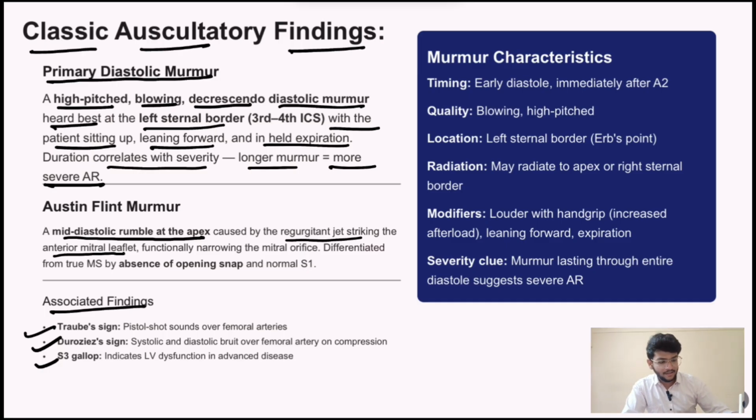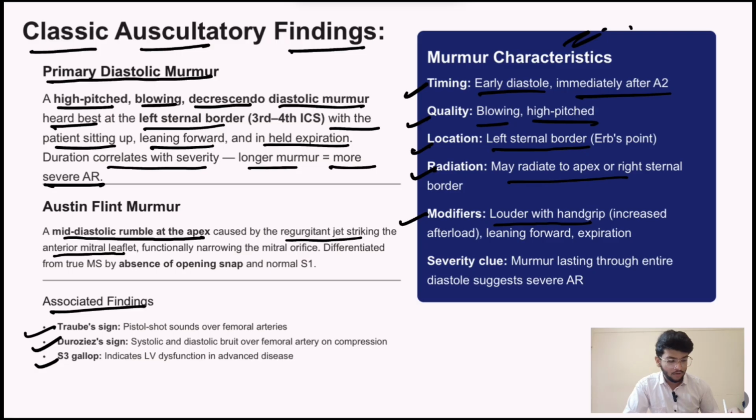The murmur characteristics: the timing is early diastole, immediately after A2. Quality, it is a blowing and high-pitched type of murmur. Location at the left sternal border. Radiation, it may radiate to the apex or the right sternal border of the heart. Modifiers: it is louder with handgrip and leaning forward, and on expiration the sound may get louder. Severity clue, where a murmur lasting through the entire diastole suggests severe aortic regurgitation.